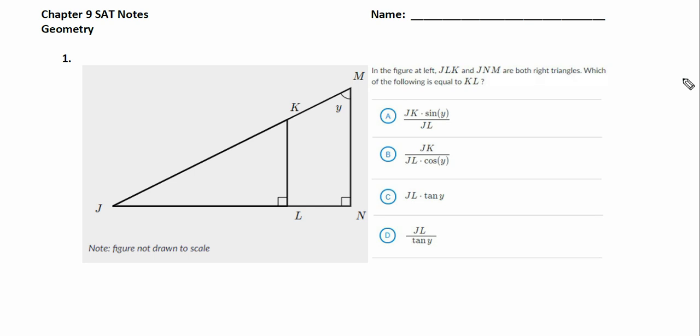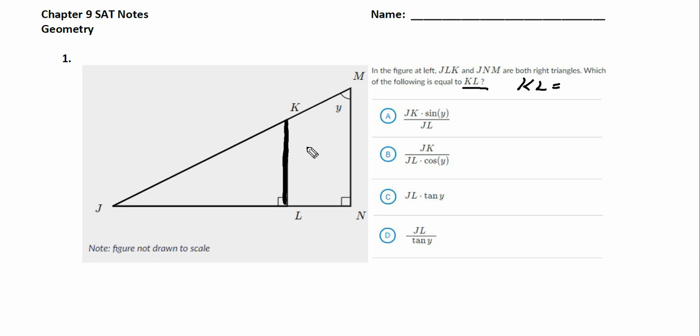So what the question is asking is what is equal to KL? So basically it's just figuring out what KL is equal to. Now KL in the diagram is this segment in that smaller triangle. If we notice from the diagram though, we're given this angle in the big triangle. From the diagram, both of these triangles are right triangles. We can see that, and one thing that we should be able to see is that these two triangles are similar.